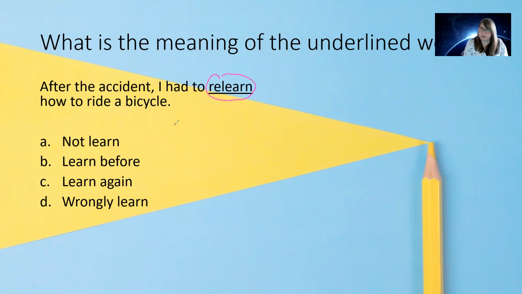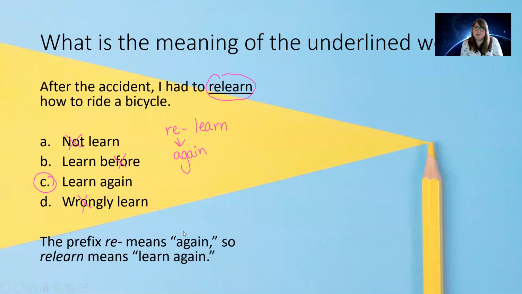So first thing we want to do is separate it into its pieces. What is the root word here? Well, my root word here is learn, which means that the piece I added to it was re. I know learn has meaning all by itself, but so does re. We said RE means again. So to relearn something, it does not mean to not learn. It does not mean to learn before, and it does not mean to wrongly learn. It means to learn again. The prefix re, we said, means again. So relearn means learning again.